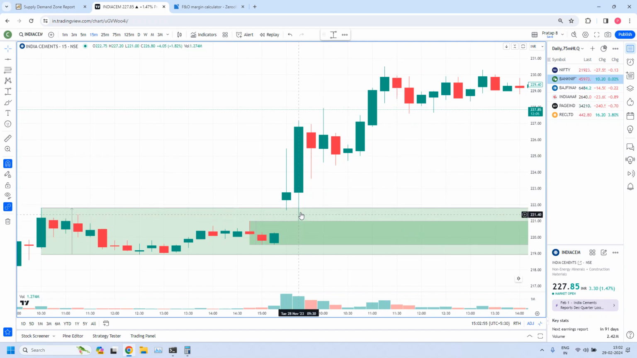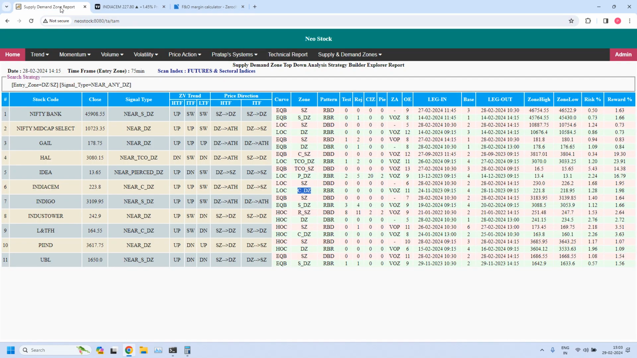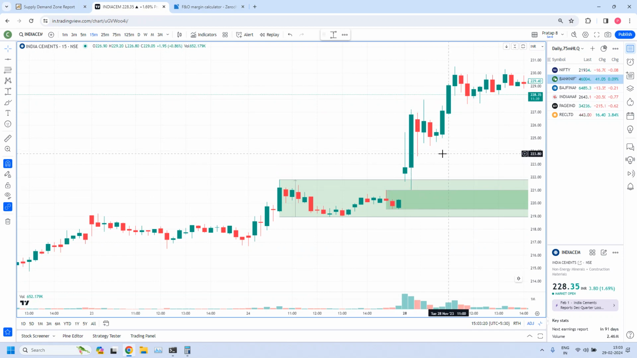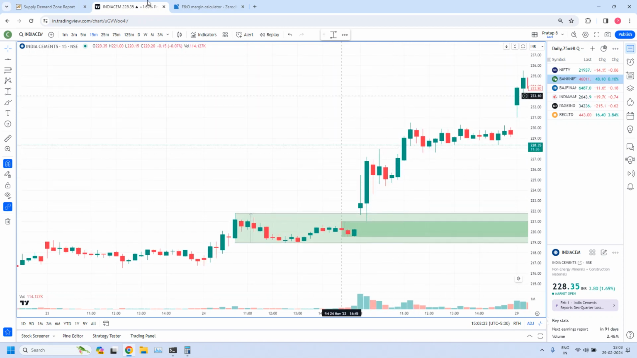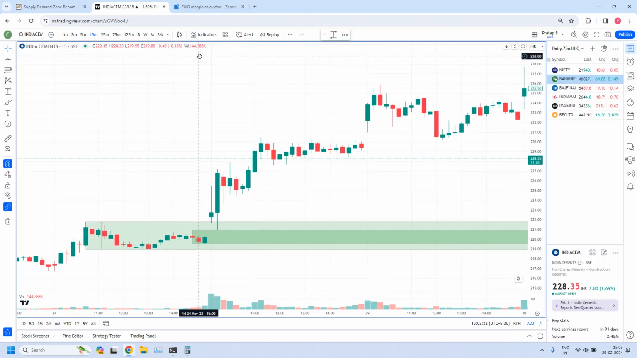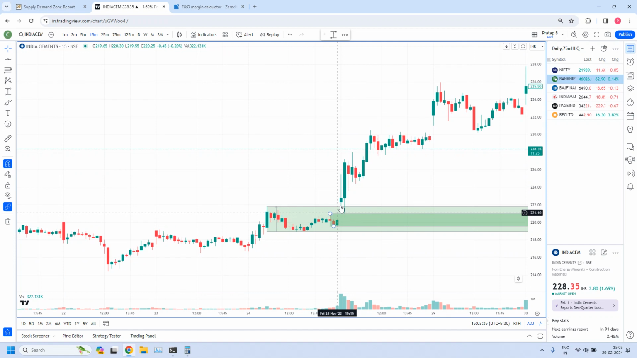Already once there was a rejection from this zone. It has to show a rejection. Is it there in the report? Which stock are we referring to? India Cement. It's not considered a rejection. Is it missed narrowly? No, prices entered into the zone. There is a rejection from this zone. Software missed it, I need to look into this. Okay, anyway, there was a rejection from this zone, even from the 15-minute zone also.